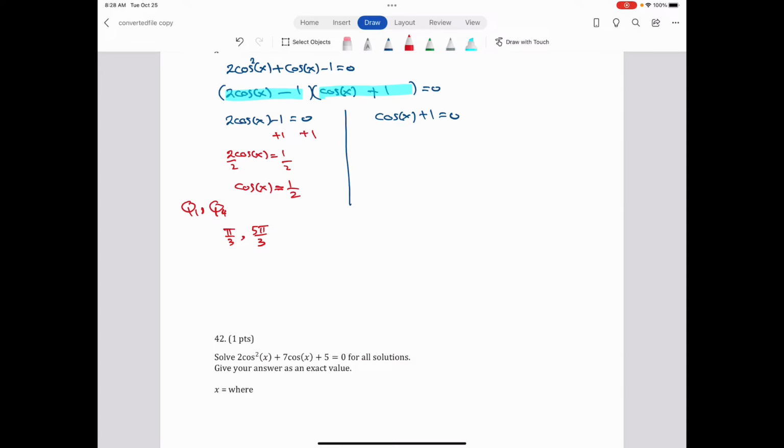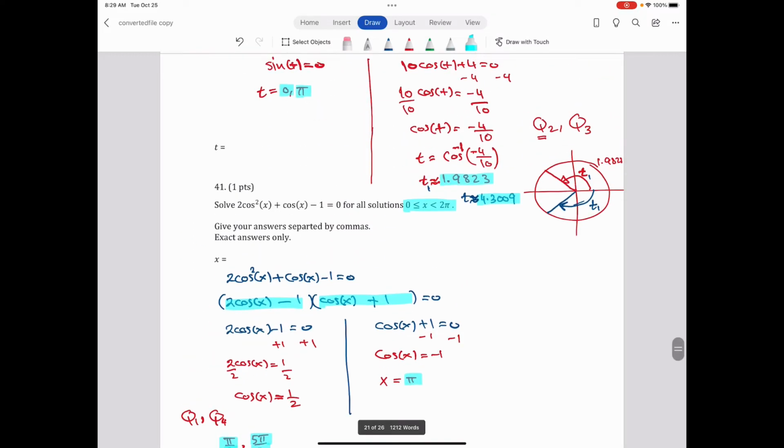From the second part, I'm going to subtract 1 from both sides of the equation. I have cosine x equals -1. Now, I know that the angle that has a cosine of -1 is pi. So the answers are going to be pi over 3, 5 pi over 3, and pi for this question.